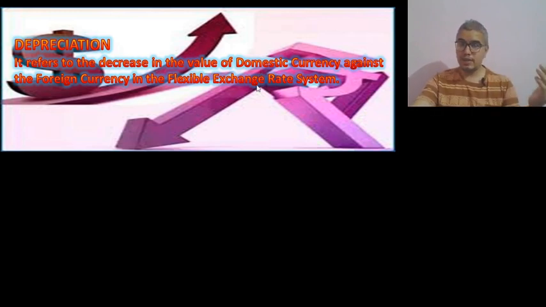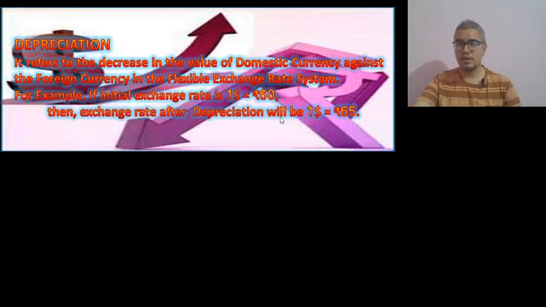Okay, and devaluation occurs in fixed exchange rate system. Depreciation occurs in flexible exchange rate system. Other concept is same. Here also, the example is same. Initial exchange rate is say $1 equals to rupees 60. Then after depreciation, we have to give more rupees against each dollar, so rupees 65 per dollar. Okay, but here the decrease in the value of domestic currency is because of the changes in market forces and not done by the government, and it occurs in case of flexible exchange rate system. So devaluation, fixed exchange rate system; depreciation, flexible exchange rate system. You have to remember this.